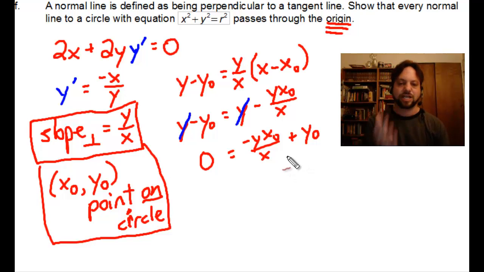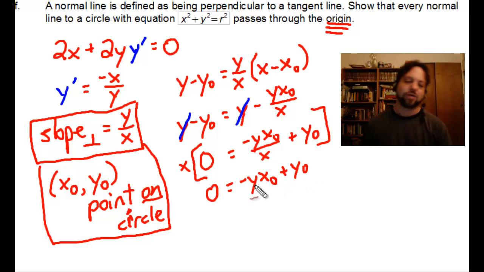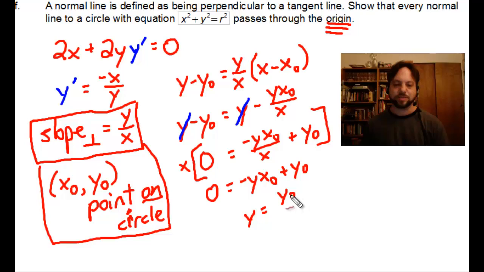Well, that's very interesting. I kind of wanted to solve this for y, so let me go ahead and do a little bit more work here. If I multiply everything you see by x, that'll still give me a 0 on the left, but over here I'll have negative y x sub 0 plus y sub 0. And now I can try to solve for y. If I do that, I will simply have y sub 0 over x sub 0. And there is my linear equation in slope-intercept form.